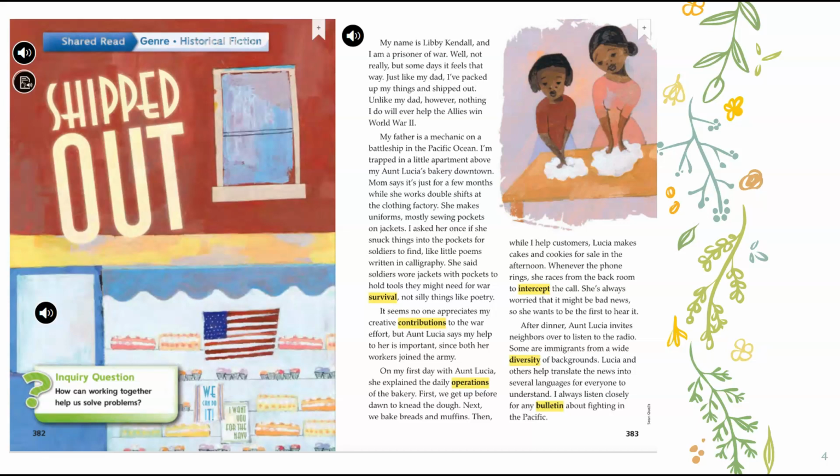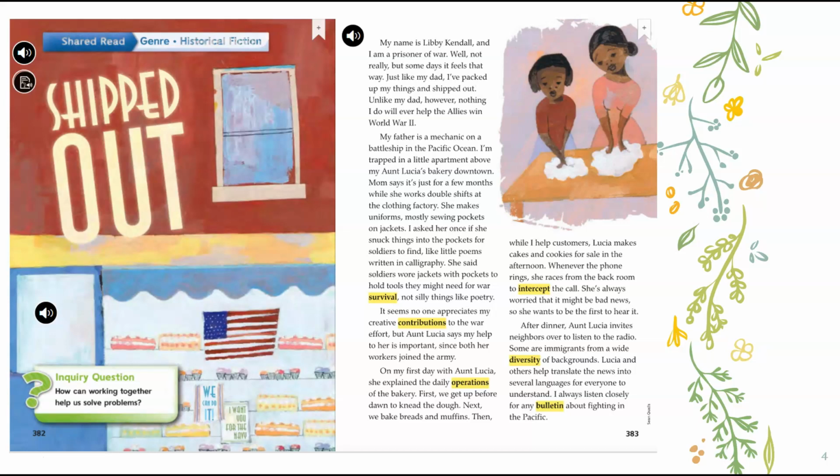My father is a mechanic on a battleship in the Pacific Ocean. I'm trapped in a little apartment above my Aunt Lucia's bakery downtown. Mom says it's just for a few months while she works double shifts at the clothing factory. She makes uniforms, mostly sewing pockets on jackets.